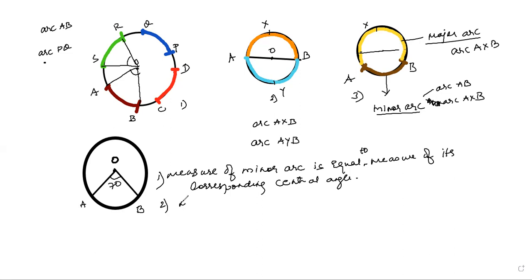Then the second point, remember, a full circle is 360 degrees. The measure of a circle is 360 degrees.